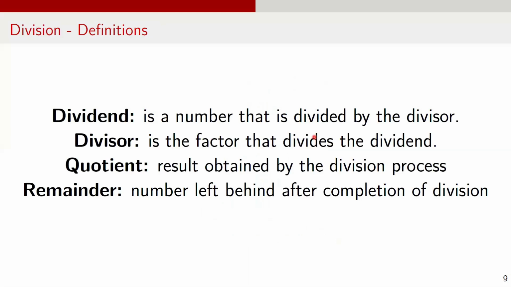Now let's talk about the binary division. First, let's identify the 4 parts of a division. Dividend, it is a number that is divided by the divisor. Divisor, divisor is a factor that divides the dividend. Quotient, it's the result obtained by the division operation. And remainder, it's the number that is left behind after completing the division operation.